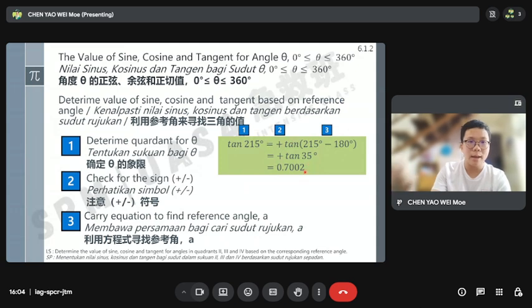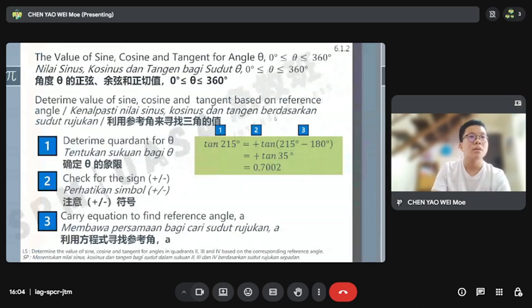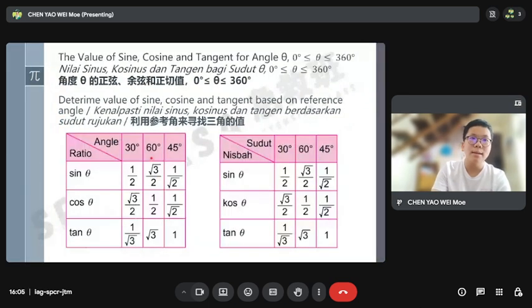Okay, but now if the question asks without using the calculator, you need to find the angle. How do you do it? We can use the table here. Either you have found all these things, but I have the magic for you.